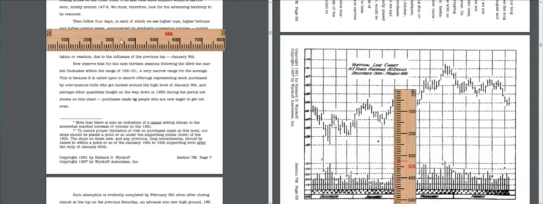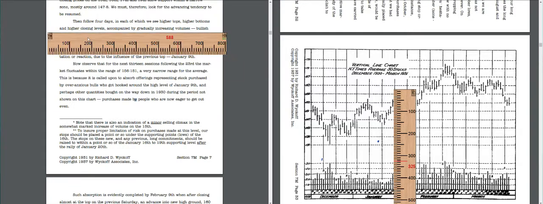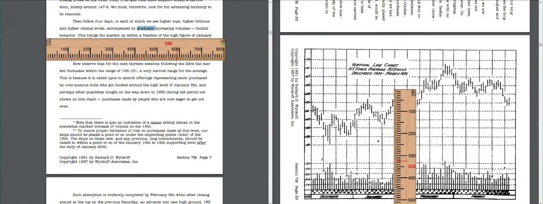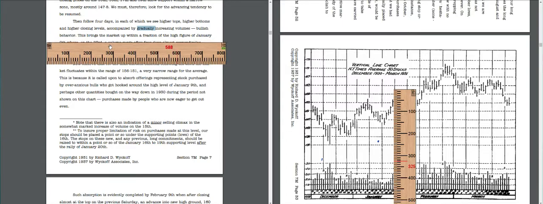So following 4 days in which we see higher highs, lows, and closes, accompanied by gradual, not abrupt, increasing volume. A big difference between gradual increasing volume and abrupt volume. Abrupt volume can terminate the move. Gradual increasing volume is not really meant for terminating the move. It shows consistent buying at higher prices in a gradual, not an abrupt way. And that is bullish behavior. So again, that's very important to note. This brings the market up with a fraction of the high figure.